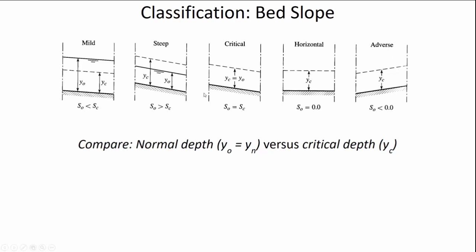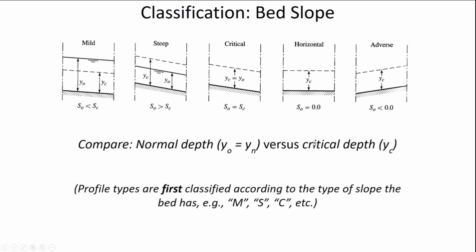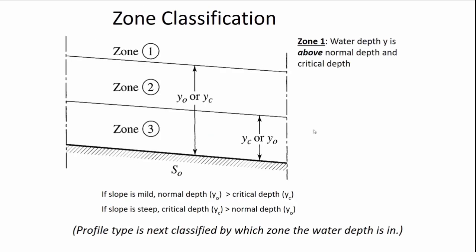Now just the variable definitions sometimes can be confusing. Here they're using y naught to mean normal depth, and previously we've sometimes called that y sub n. But the critical depth, fortunately, that doesn't change. But what you need to do to classify whether you have M, S, C, H, or A, is just comparing the normal depth to the critical depth. And so, when I say explain the logic behind your water surface profile designation, the first thing is just comparing those. Then the next step is the zone that you're in.